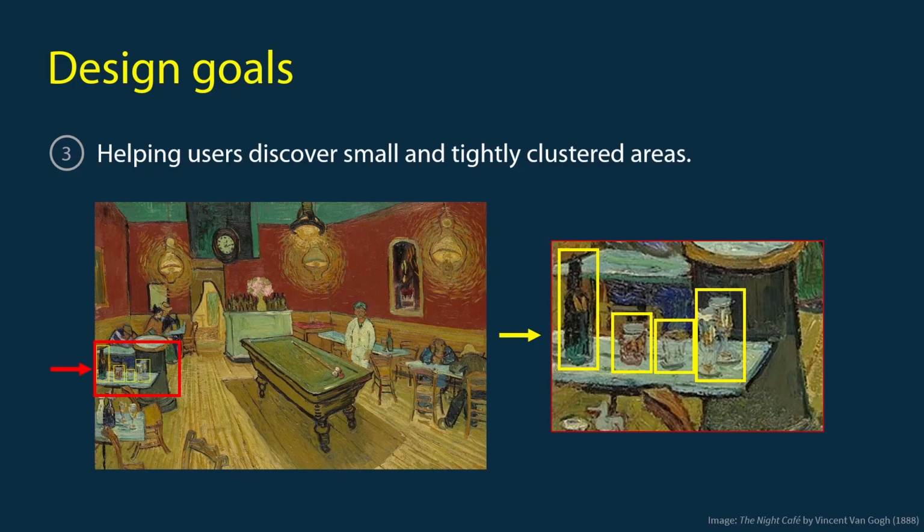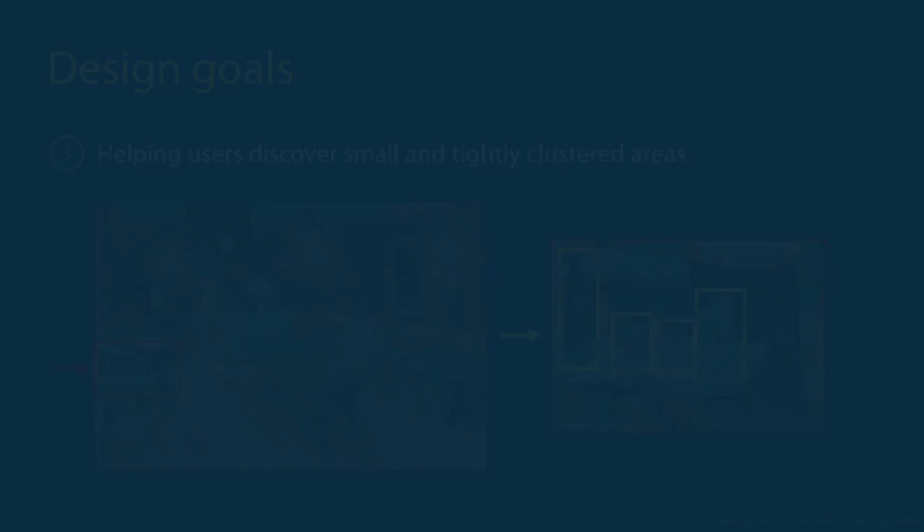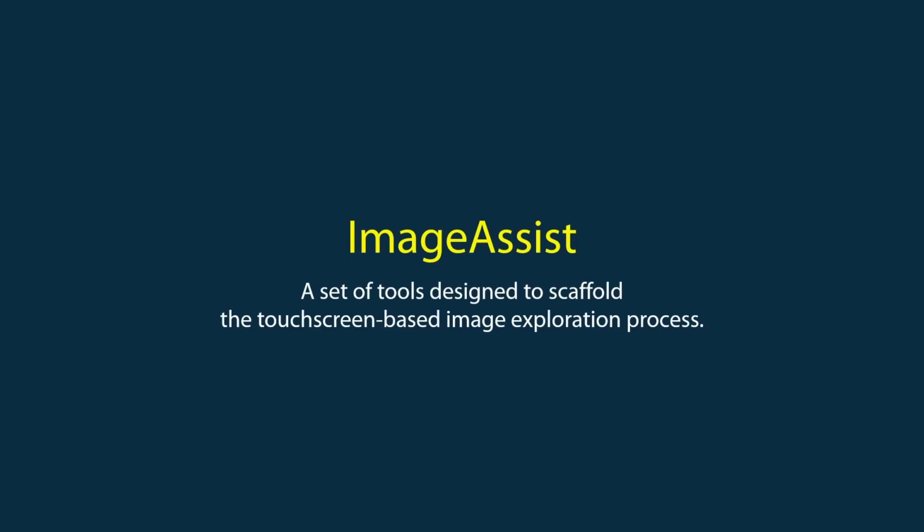Now, given these three design goals, we need to understand how we can actually achieve them. And so we ended up developing and investigating a new system called ImageAssist, a set of tools designed to scaffold the touchscreen-based image exploration process so that users are strategically surveying the image how they want to survey it. ImageAssist consists of three tools that address the three design goals.